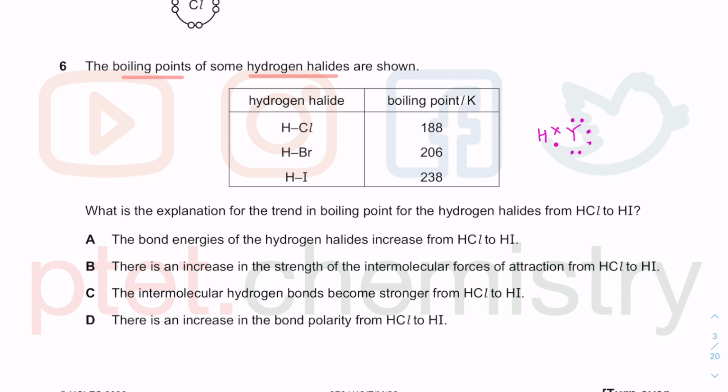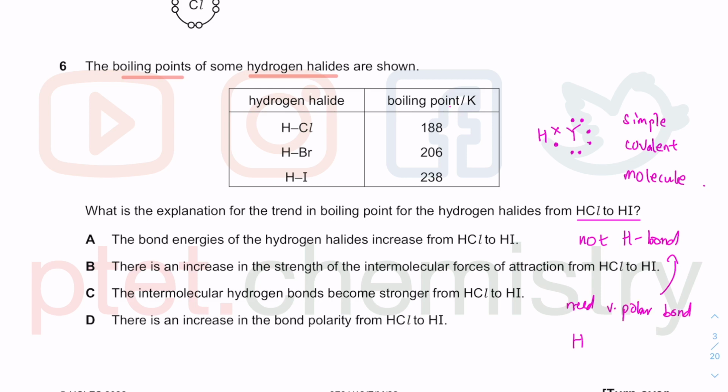So HCl, HBr, HI, these are all simple covalent molecules. So if we have a simple covalent molecule, we have a simple covalent structure, which means when we boil a simple covalent molecule, we are breaking the weak intermolecular forces between the molecules. This is specifically talking about HCl to HI, so we are not talking about hydrogen bonds, because for hydrogen bonds, you need a very polar bond. In fact, you get a very polar bond when you have hydrogen bonded to F, nitrogen, or oxygen.